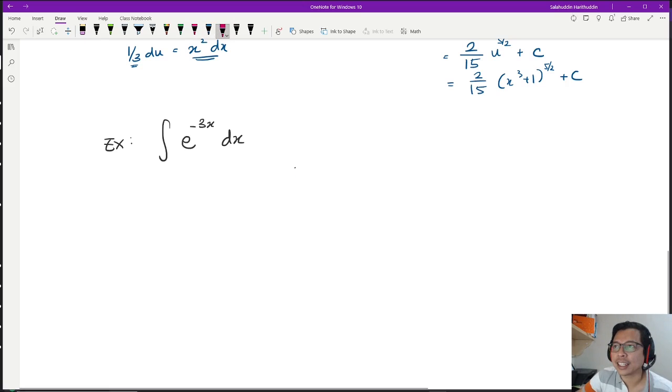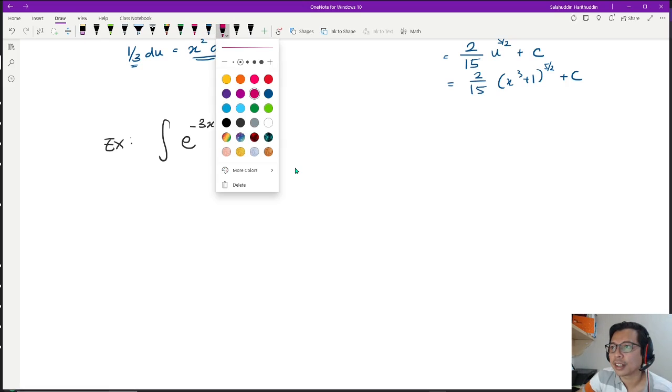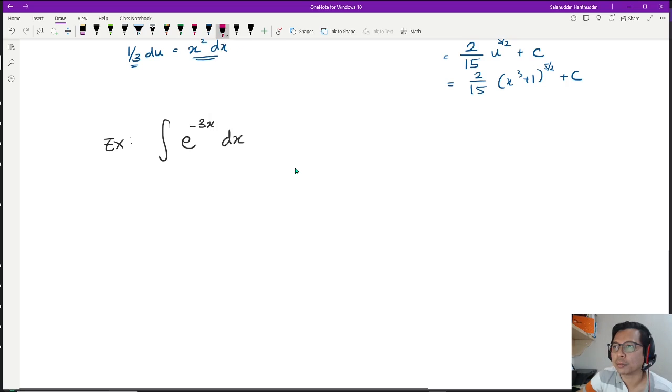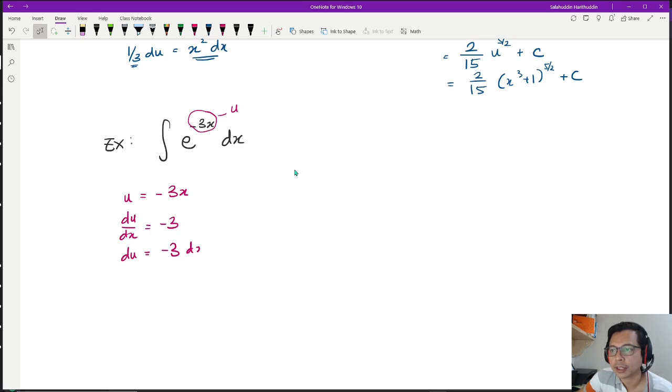Favorite in a way that it kind of tricks you a bit. Okay, so in this case, I will make this whole thing here u, so that I will have u equals minus 3x, du over dx will be just minus 3, so du will be minus 3 dx.